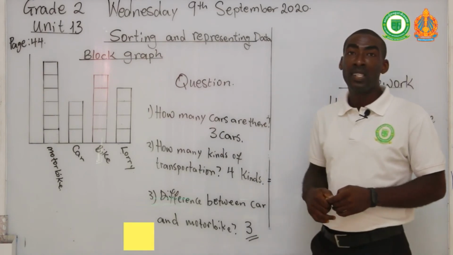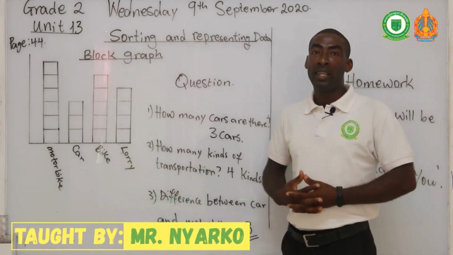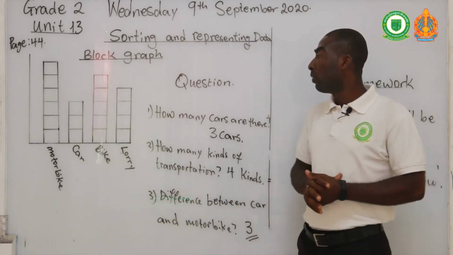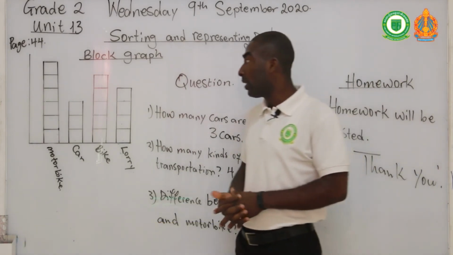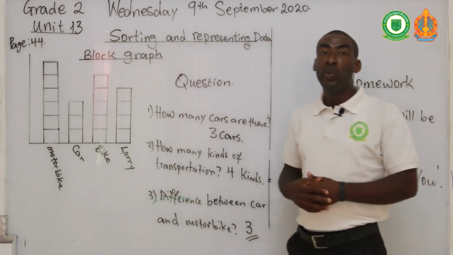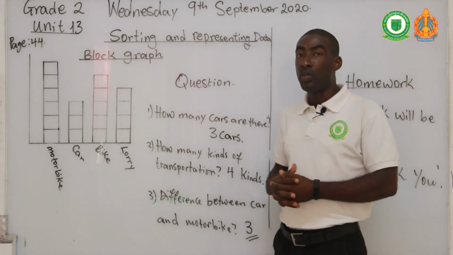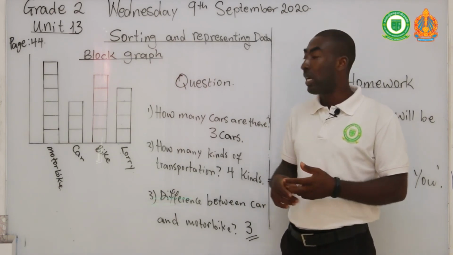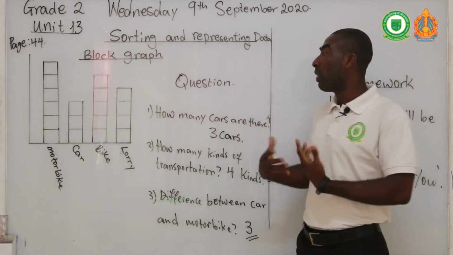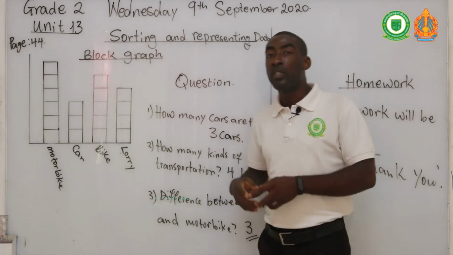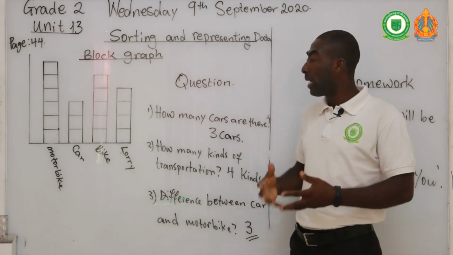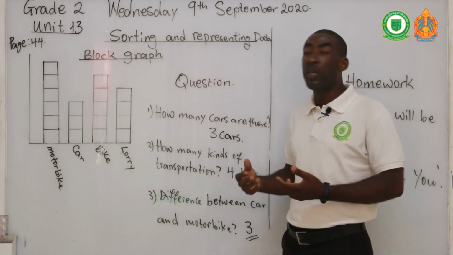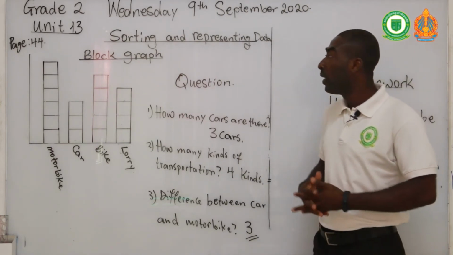In this video, we are going to do a review or recap of our lesson for today. Our lesson has been on sorting and representing data. Sorting means you are doing groupings, grouping the various items that you are dealing with. In our first video, we did a grouping of pets. We had cats, fish, dogs, and rabbits. In our second video, we also did a grouping on kinds of transportation. We had car, motorbike, bike, and lorry.